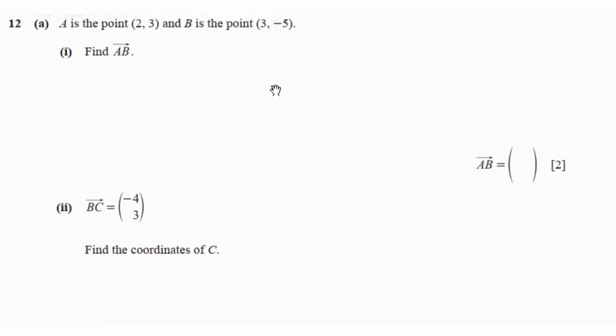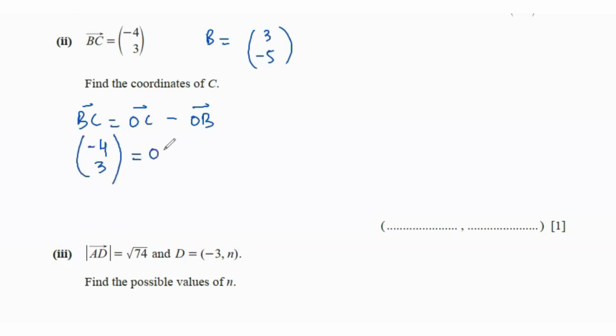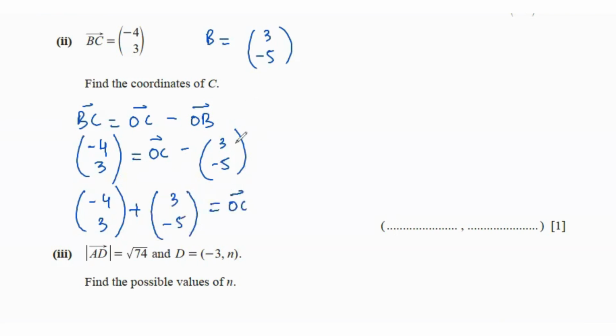Then it says BC is negative 4, 3. Find the coordinates of C. So B is 3, negative 5. BC is going to be OC minus OB. So that's negative 4, 3 equals OC minus 3, negative 5. So we take it to the other side, negative 4, 3 plus 3, negative 5, which is going to give us negative 1 and negative 2. So coordinates of OC are negative 1 and negative 2.